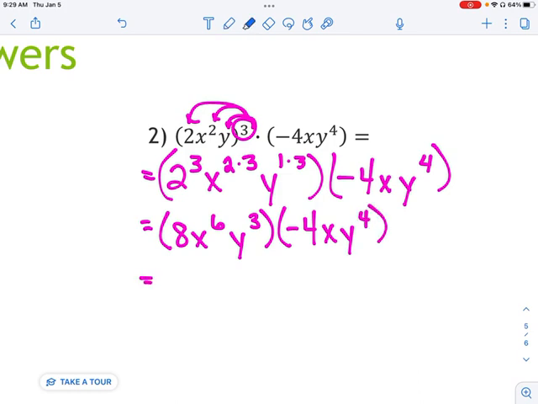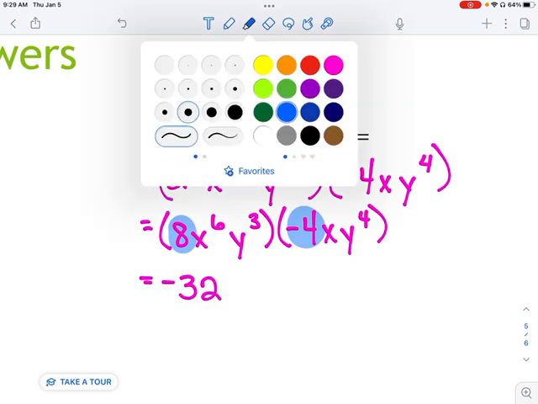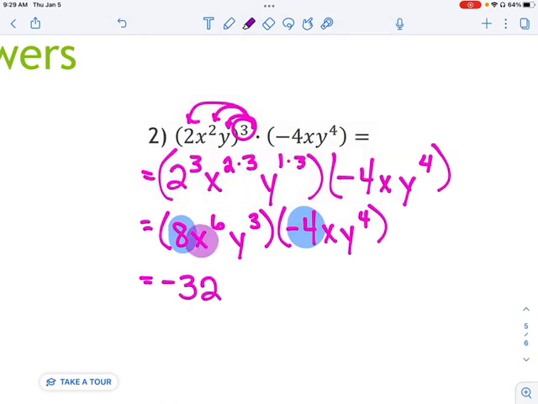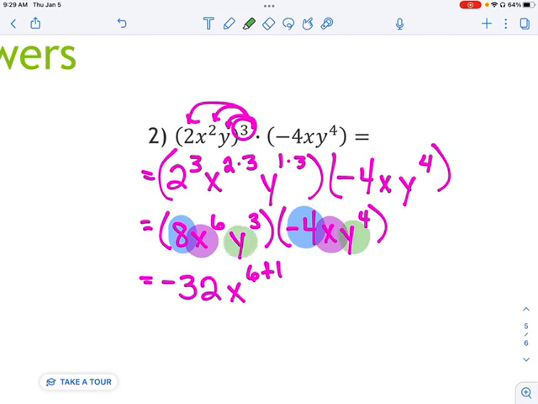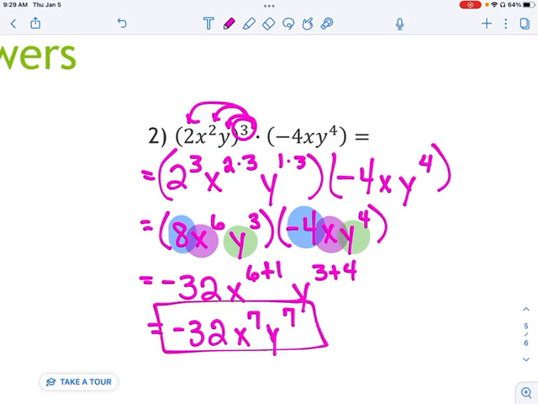Now, what we do, remember, is we look for coefficient to coefficient. We're just multiplying. So 8 times negative 4 is negative 32. I have a common base of x. So I take and I add those. So that would be x to the 6 plus 1. And then I have a common base of y. So I'm going to go y to the 3 plus 4. So that's going to give me negative 32, x to the 7th, y to the 7th. And that would be our final answer there.